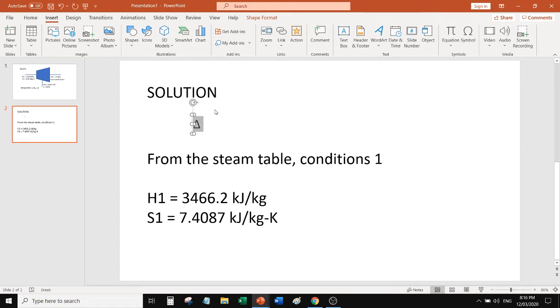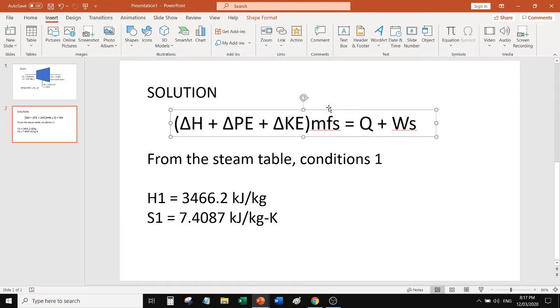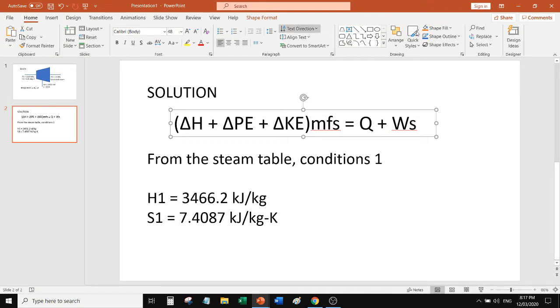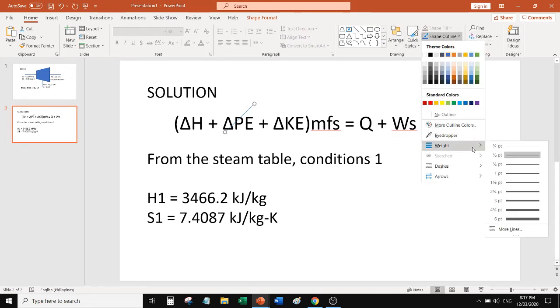Di ba, energy, general energy balance. Q equals delta H plus delta PE plus delta KE times mass of flowing stream. Ito nga pala ang dapat mauna sa lahat ng solutions. Okay. Then, di ba, kanina dinerive na natin to. We can assume na negligible itong mga to. Negligible kayo. Alis na kayo diyan.